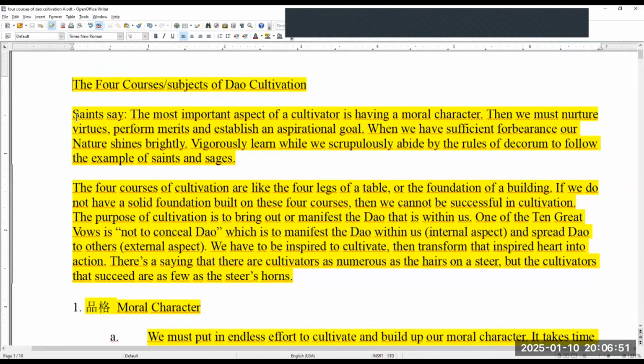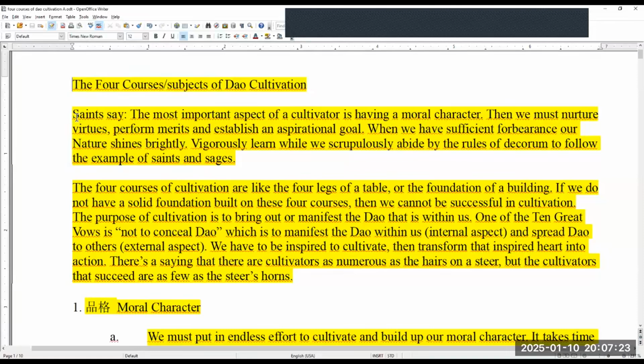there's a saying by one of the saints. It goes, the most important aspect of a cultivator is having a moral character. Then we must nurture virtues, perform merits, and establish an aspirational goal. When we have sufficient forbearance, our true nature shines brightly. Vigorously learn while we scrupulously abide by the rules of decorum, to follow the examples of sages and saints.